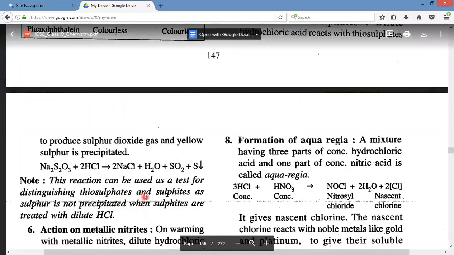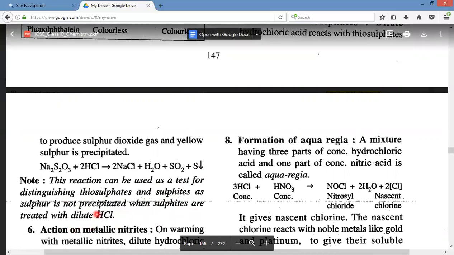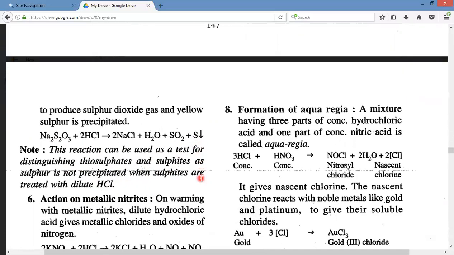This test can be used for distinguishing between thiosulfates and sulfides, because sulfur is not precipitated when sulfides are treated. Only with the thiosulfate is sulfur precipitated. This sulfur has a yellow color. Note it down, it's a yellow color, a very important reaction.